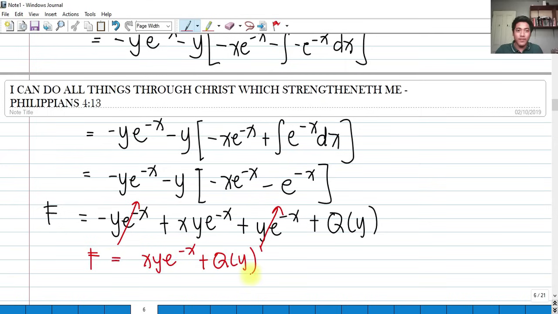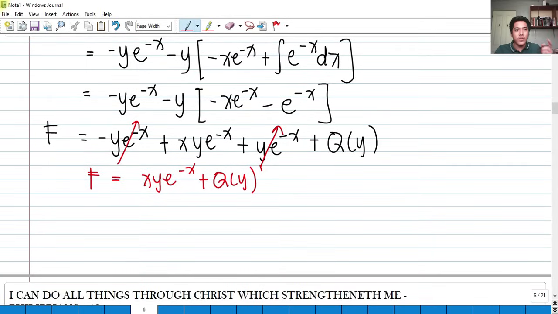And we're not yet done, because the partial of f with respect to x is equal to m, which is a function of x and y. How about the partial of f with respect to y? It is now equal to n, as a function of x and y. Okay, this is pretty easy. So that's the formula for our exact DE.